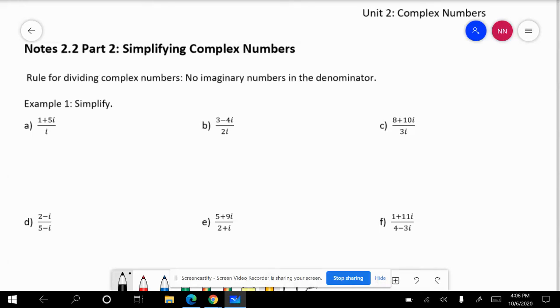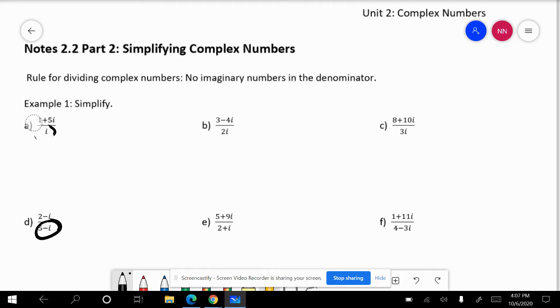We're going to continue simplifying complex numbers. We already talked about adding, subtracting, and multiplying. Now we're going to look at dividing. With a complex number, when we divide, we can't have an imaginary number in the denominator. So what we're going to do is get rid of it. There are two different types of division that we're going to look at: one is with a monomial, and the other is with a binomial.